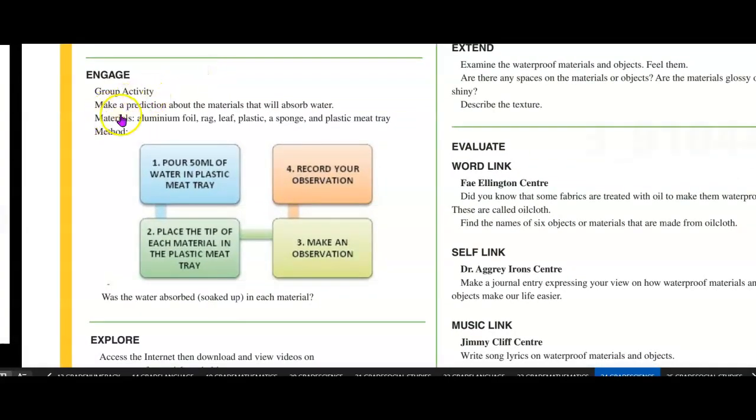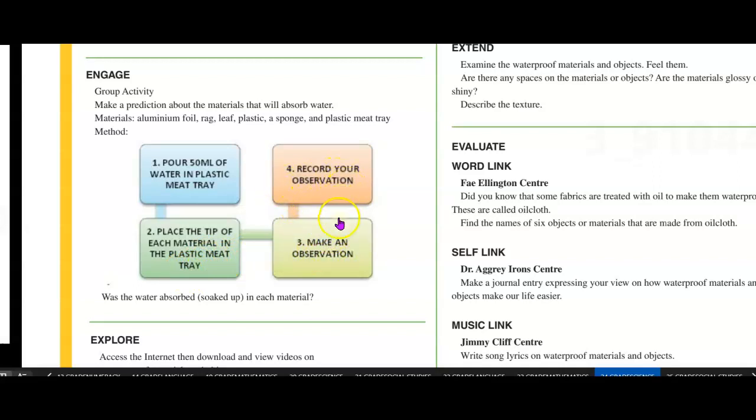Here is a group activity. Make a prediction about the materials that will absorb water. Here are the materials: aluminum foil, rag, a leaf, plastic, sponge, a plastic meat tray, etc. Here we go. 1. Pour 50 milliliters of water in a plastic meat tray. 2. Place the tip of each material in the plastic meat tray. 3. Make an observation. And 4.